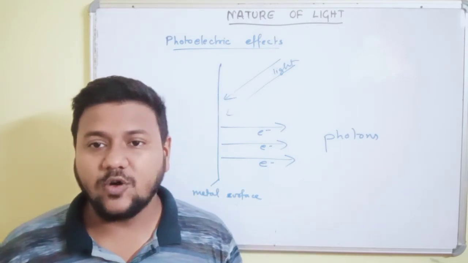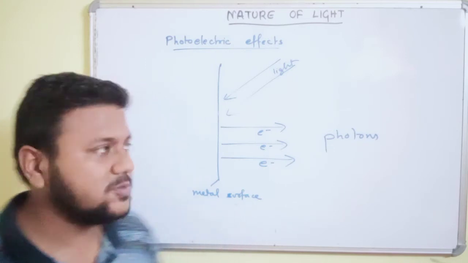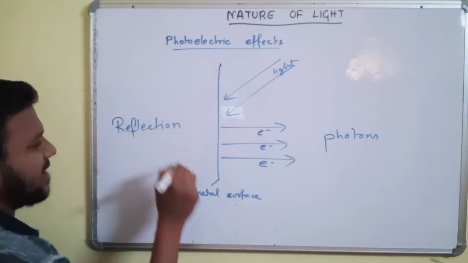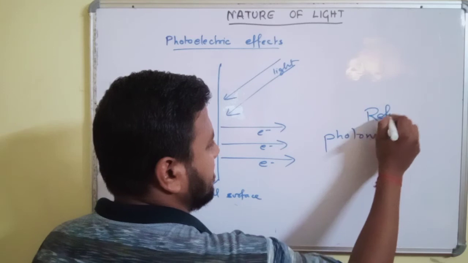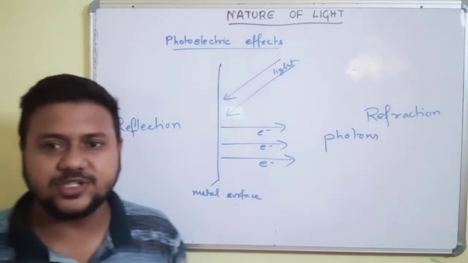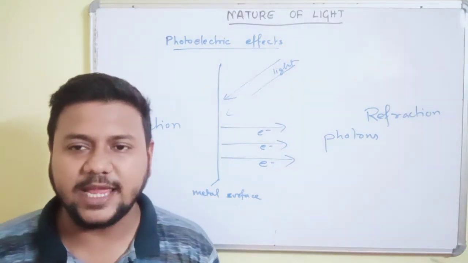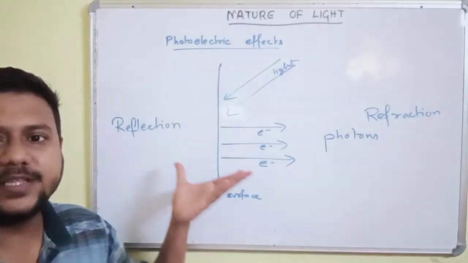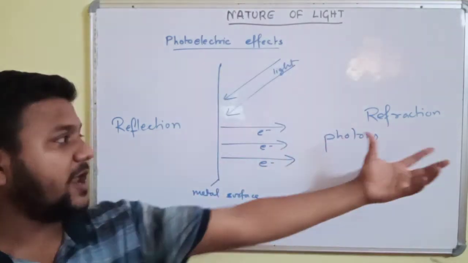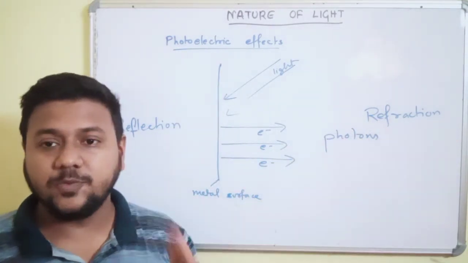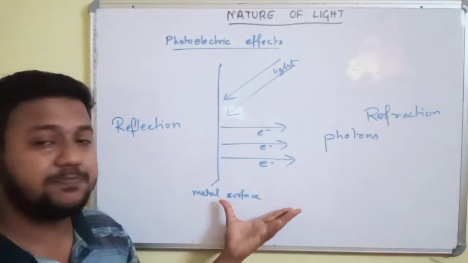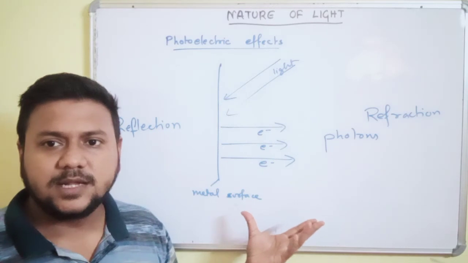Moreover, the particle nature of light can be evidenced by two phenomena: reflection as well as refraction. Reflection and refraction are the main topics of the chapter on light in your class 10 syllabus. We are going to discuss reflection and refraction. We must keep in mind that reflection and refraction are the phenomena where light can be evidenced to behave as a particle. Clear, everybody?